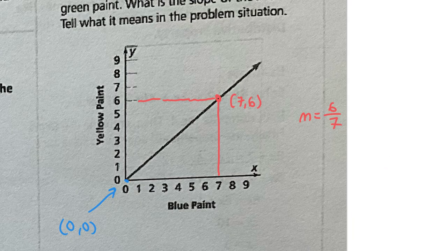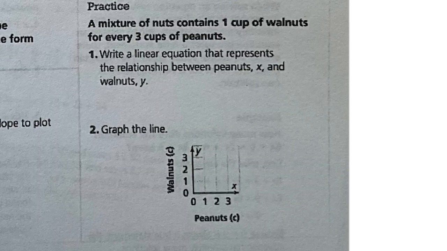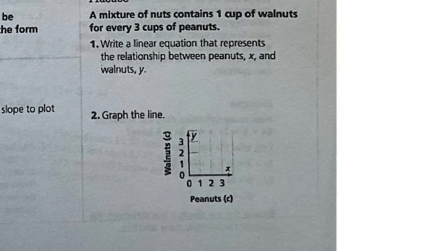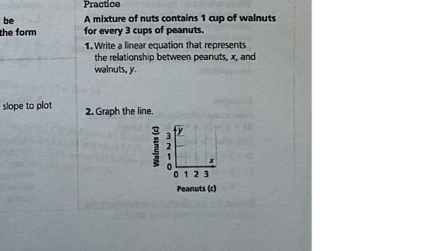Okay, looking at the next problem: a mixture of nuts contains 1 cup of walnuts for every 3 cups of peanuts. Write a linear equation that represents the relationship between peanuts X and walnuts Y. So, yeah, peanuts will be the green X and walnuts will be the yellow Y.